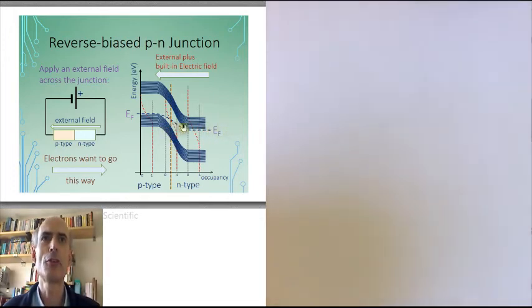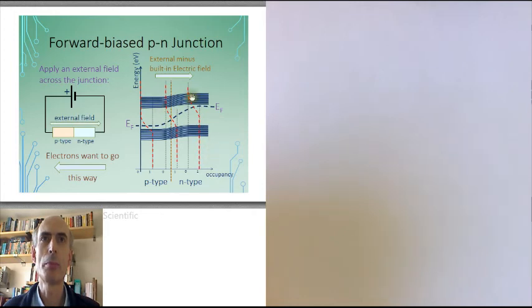Strictly speaking, that's not exactly accurate. The Fermi-Dirac distribution does suggest there will be a very small probability that these states up here will be occupied by electrons, so there can be a very, very small current flowing, but it's often negligible.